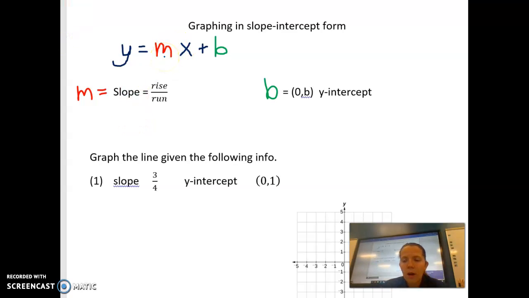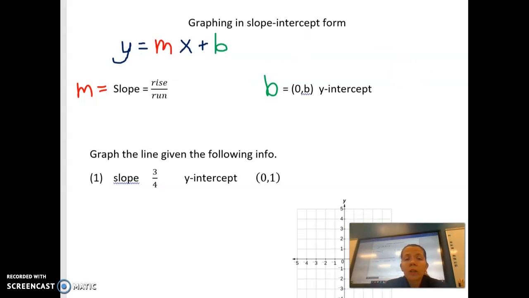Now slope, the variable m represents slope. And remember, slope means rise over run. So we talked about how there's 4 different types of slope: a positive, a negative, a zero, and undefined slope. And then whatever is being added or subtracted to the equation at the end is going to tell you what your y-intercept is. So if it's a positive b, it's going to be up on the y-axis. If it's a negative b, it's on the y-axis on the bottom.